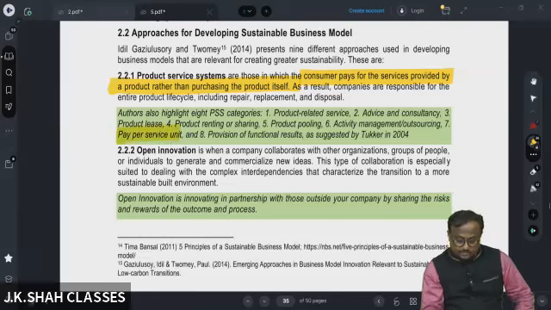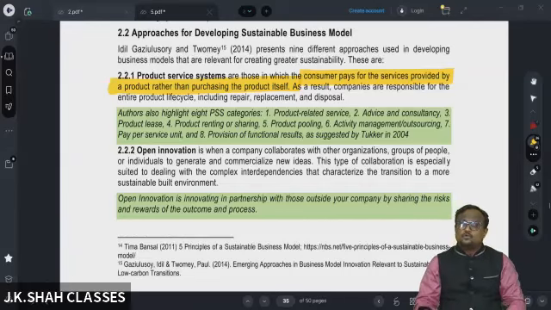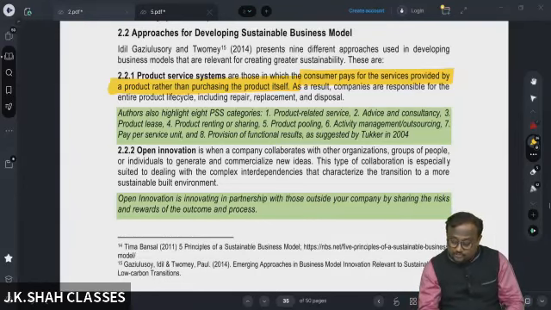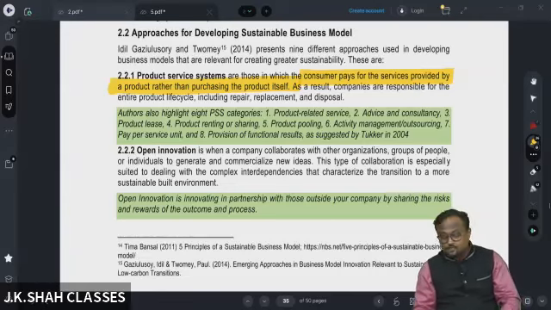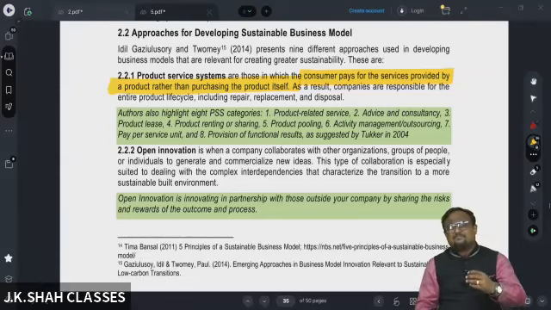Pay-per service unit. You pay only for those units which you are buying, like Tata Play. You need not pay for all channels. You don't need all other channels, you don't pay for it. You pay for only a selected bunch. Provision for functional results, as suggested by Peter Drucker in 2004. That's your product service systems.